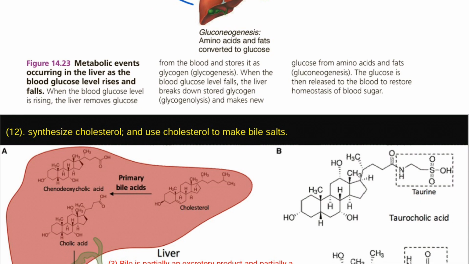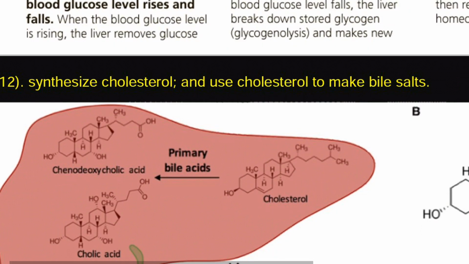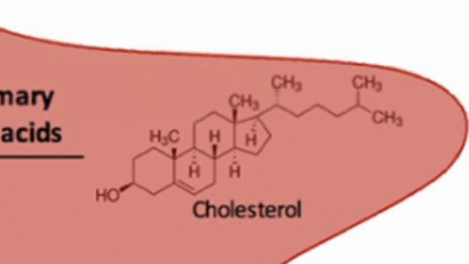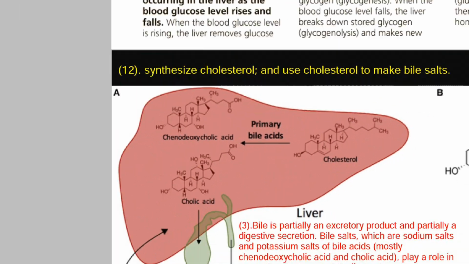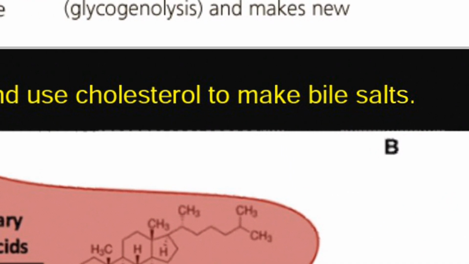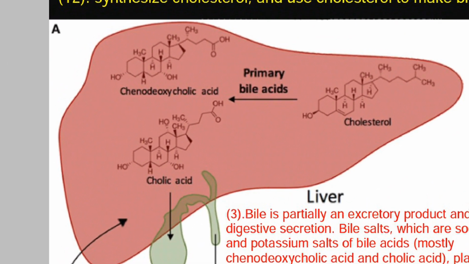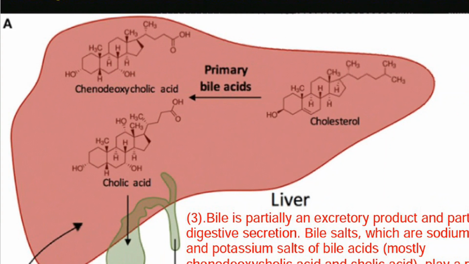Now 12th point: liver synthesizes cholesterol, formation of cholesterol in the liver, and cholesterol is used for formation of bile salt. So bile salts are produced from the cholesterol in the liver. Here in this figure, the bile acids are shown.